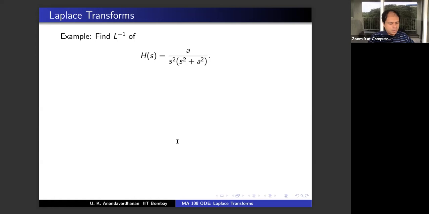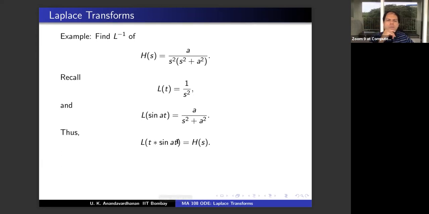Now what are we saying? We have to do convolution. Okay, so let us do convolution. L of t is 1 by s square. This you know, right? 1 by s square tells you it is L of t, because L of t power n is n factorial by s power n plus 1. So this is 1 factorial by s square, and L of sin at is a by s square plus a square. Therefore, L of t star sin at is what you are looking for.